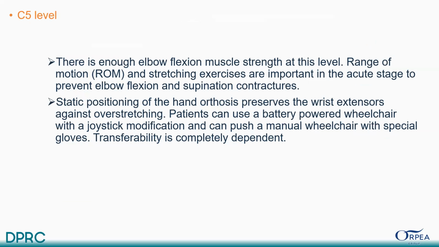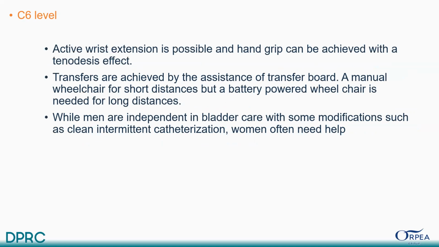C5 level: there is enough elbow flexion muscle strength at this level. Range of motion and stretching exercises are more important in the acute stage to prevent elbow flexion and supination contractures. Static positioning of the hand orthosis preserves the wrist extensors against overstretching. Patient can use a battery powered wheelchair with a joystick modification and can push a manual wheelchair with special gloves. Transfer ability is completely dependent.